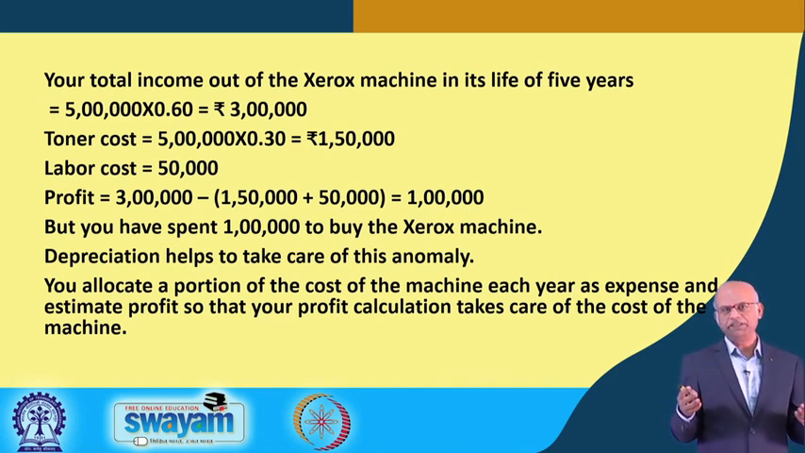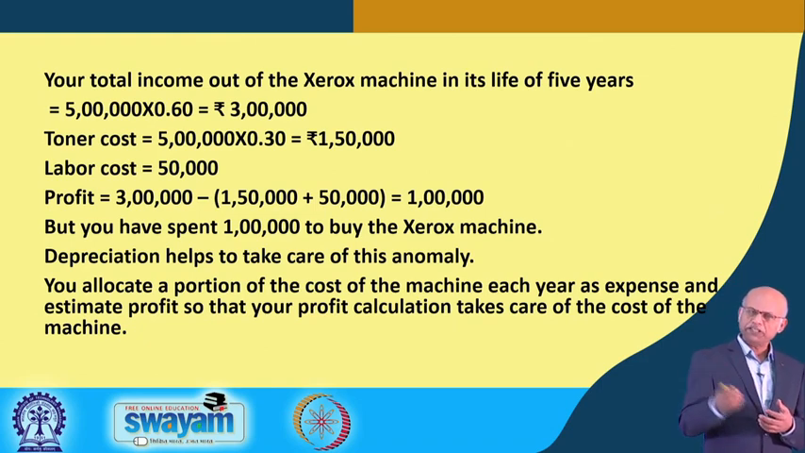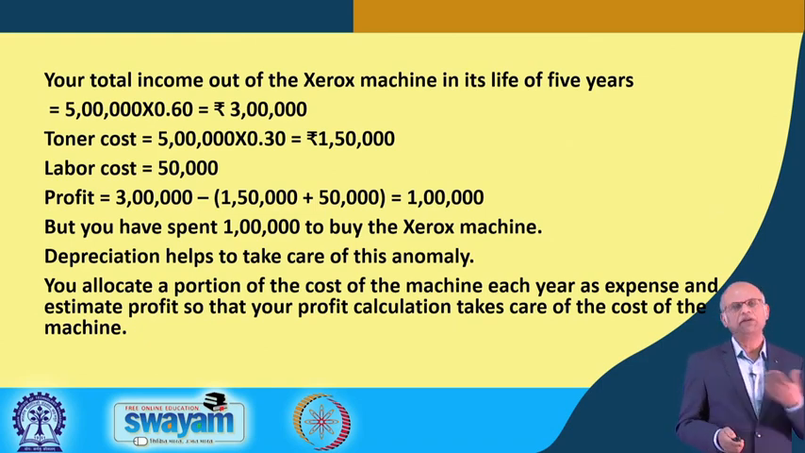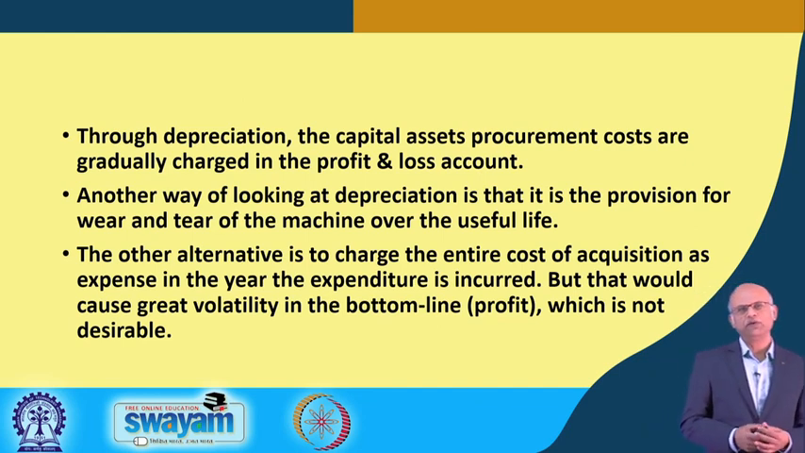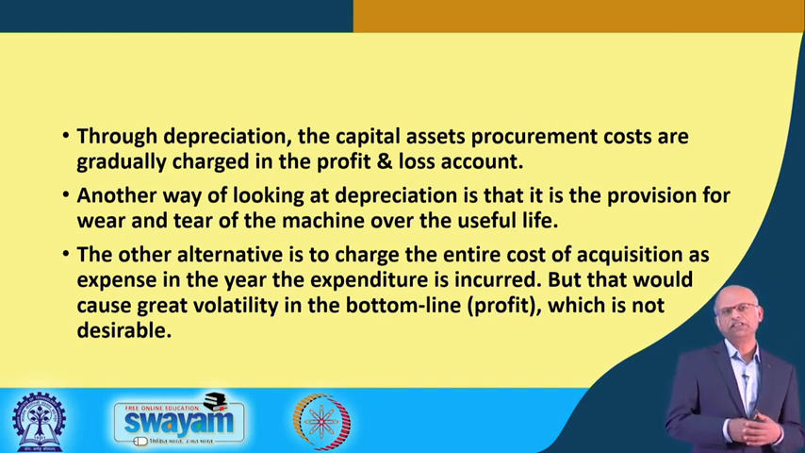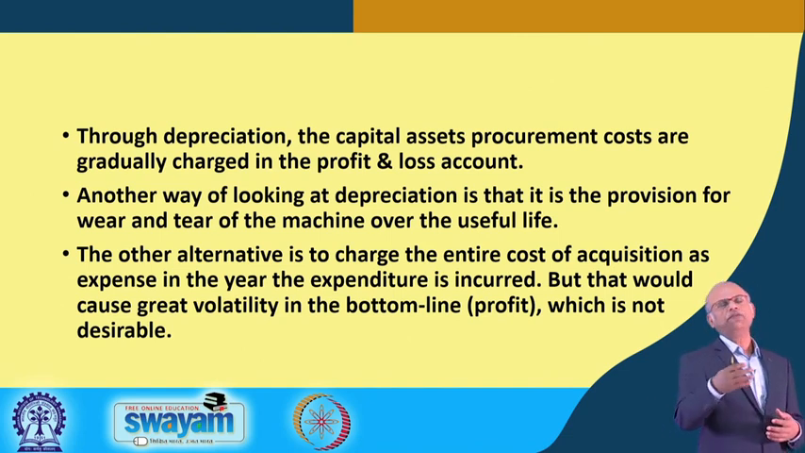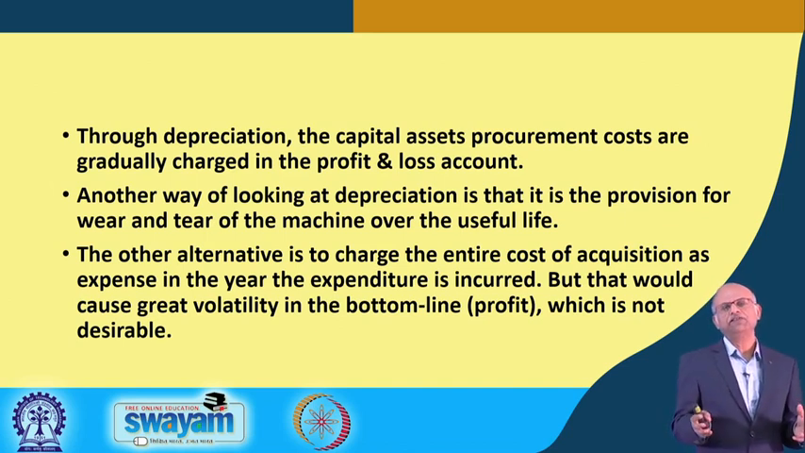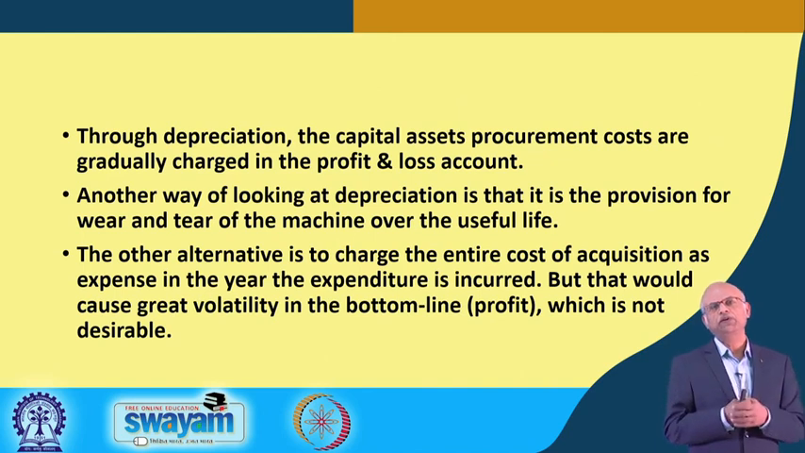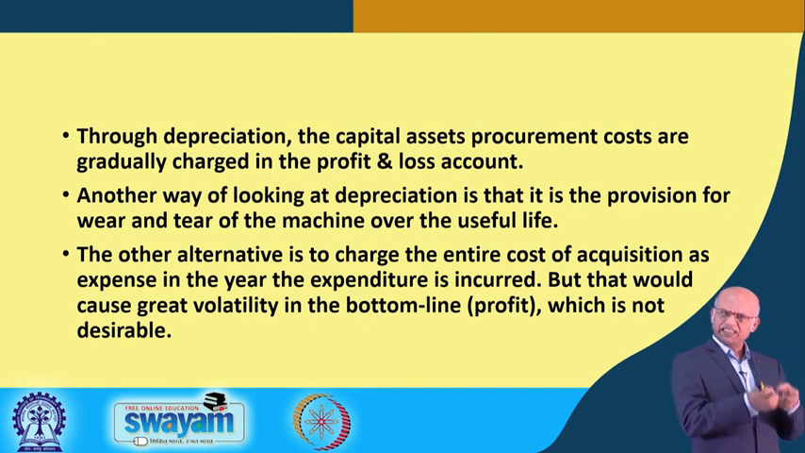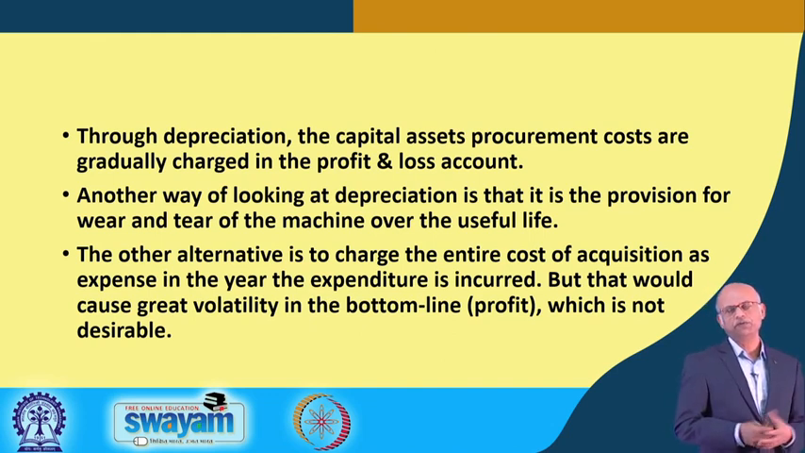Maybe during 5 years, if you think that okay, 20,000 is my allocation towards the cost of the machine, then along with other costs you will be allocating 20,000. Let us move forward and look at it. Through depreciation, the capital asset procurement costs are gradually charged in the profit loss account. Another way of looking at it is like this: depreciation actually takes care of the wear and tear of the machine over its useful life, meaning the machine is gradually reducing its value. So, you charge that reduction of the value to the profit loss account.